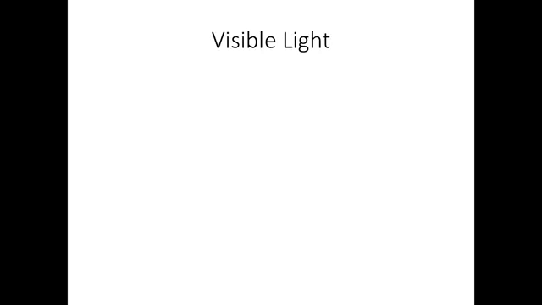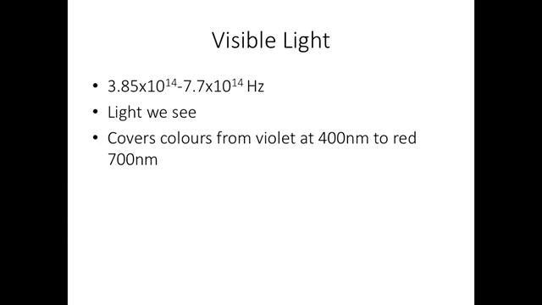Visible light ranges from 3.85 times 10 to the 14 to 7.7 times 10 to the 14 Hz. This is, like the name says, light we can see, and it covers colors from violet at 400 nanometers to red at 700 nanometers.